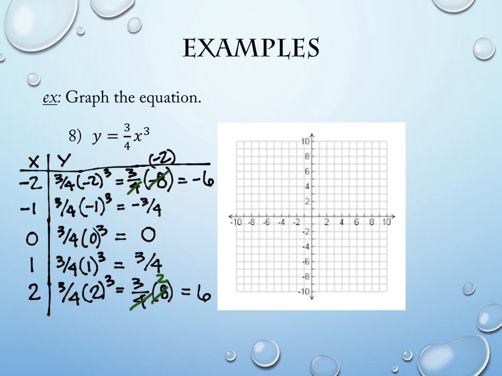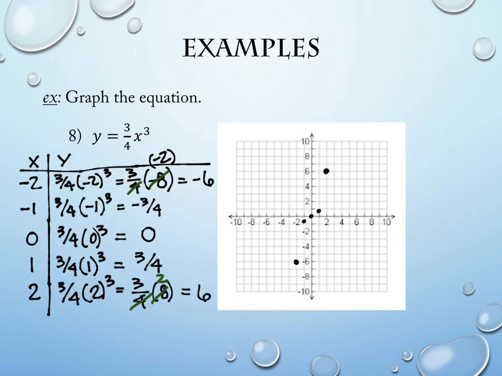So over here on my graph, I had negative 2, negative 6. I have negative 1, negative 3/4. So that's not absolutely awesome, but we're going to do the best we can. I have 0, 0. I have 1, 3/4, and then I have 2, 6. You've probably seen this graph before, maybe not in a while. It's not as common as an x squared graph or maybe an absolute value graph. That's the one I was thinking of. But it looks like this.